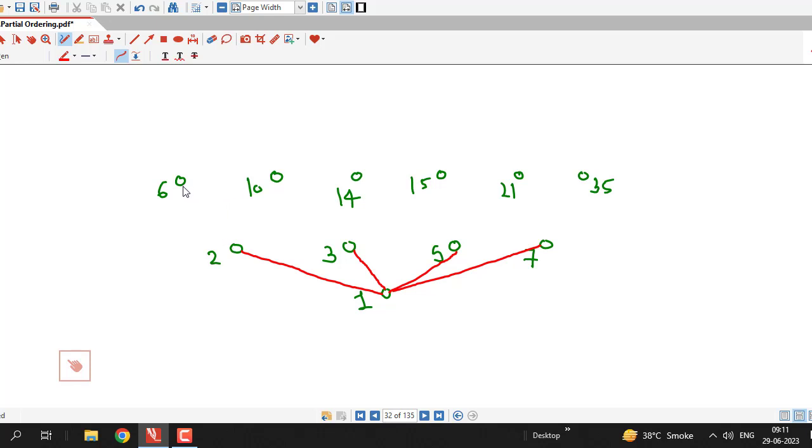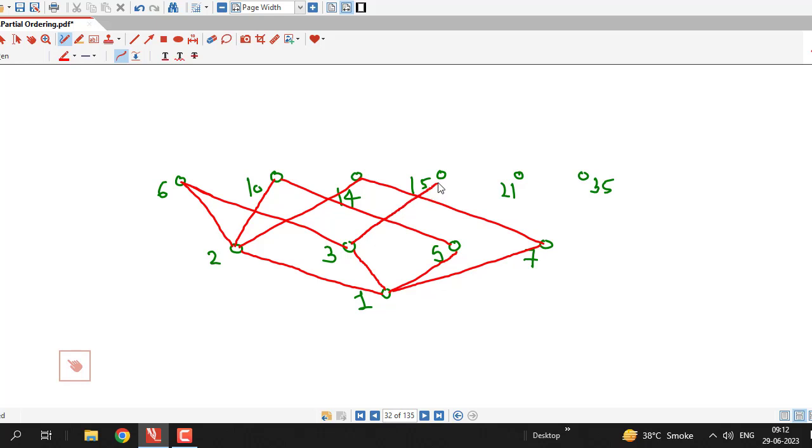6 is a cover of 2 and 3 also, so I join this 6 and 3 by a line segment. 10 is a cover of 5, so I join these two by a line segment. 10 covers 2 also, so I have to join here also. 14 is a cover of 7, so let me join 14 and 7. 14 is a cover of 2 also, so I have to join these two. 15 is a cover of 3 and 5, so let me join these two and these two. 21 is a cover of 3 and 7. 35 is a cover of 5 and 7.